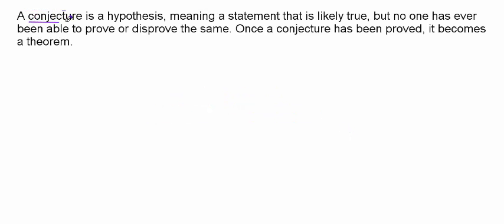A conjecture is a hypothesis, meaning it's a statement that is likely to be true, but no one has ever been able to prove or disprove the same. Once a conjecture has been proved, it becomes a theorem. Let's look at a few useful properties.